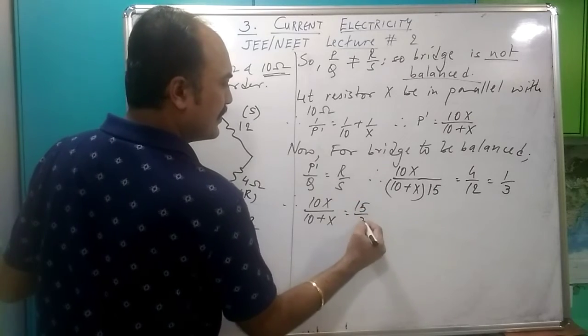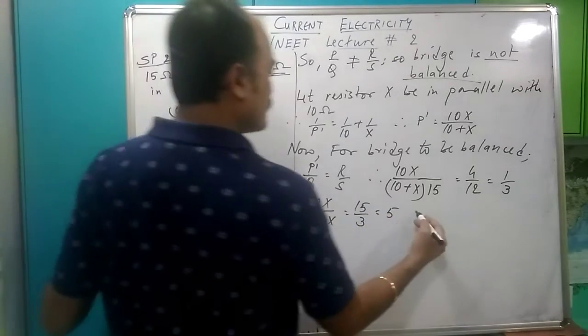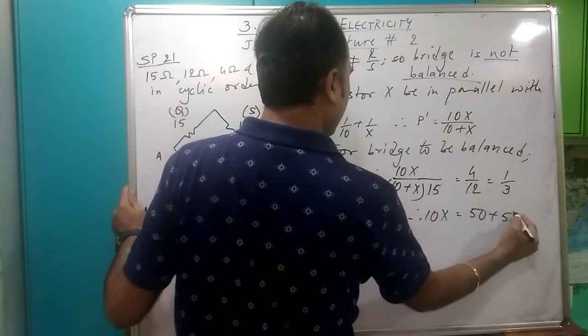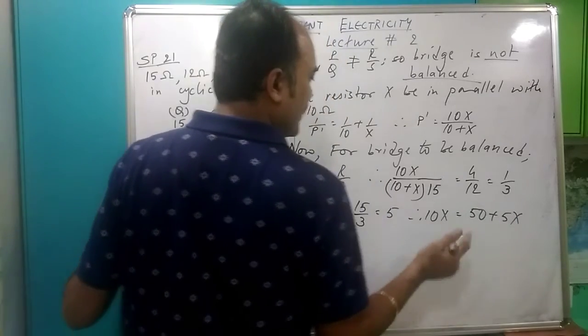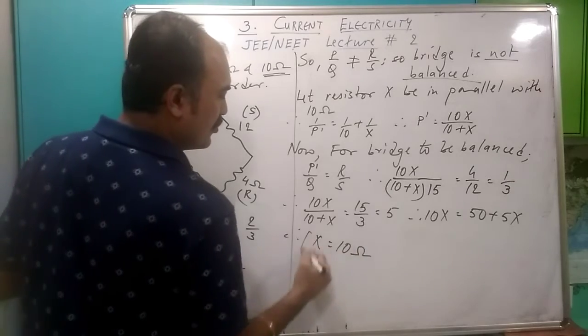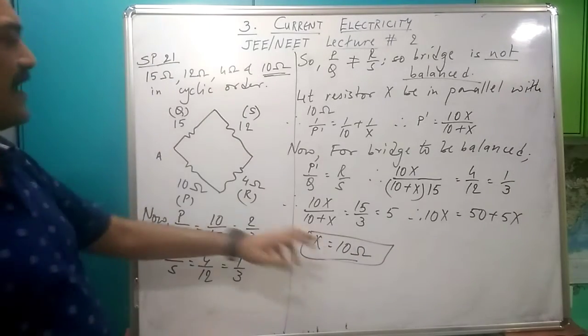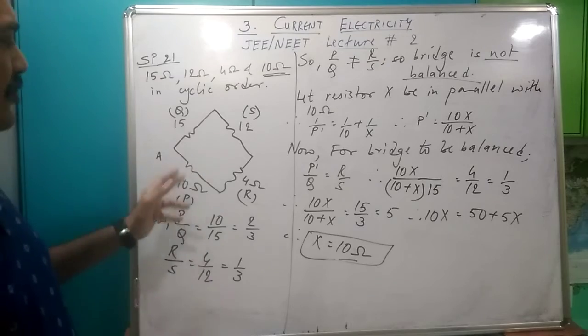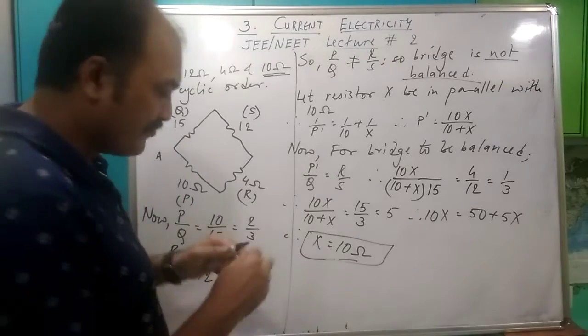15 by 3 is 5. Let us cross multiply and get it. So 50 plus 5x. Now 10x minus 5x is 5x. 5x is 50, which gives me x is equal to 10 ohm. So a 10 ohm resistor would have to be connected in parallel with this 10 ohm. Only then the bridge would be balanced.